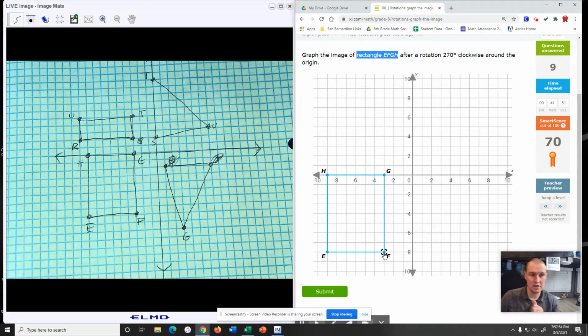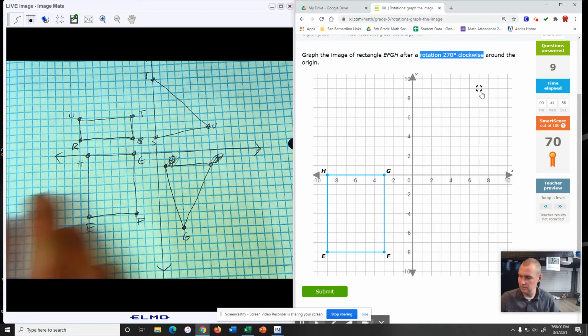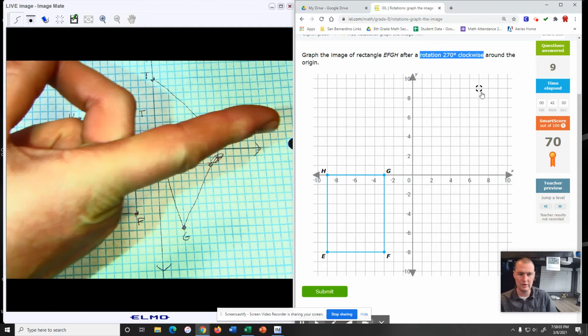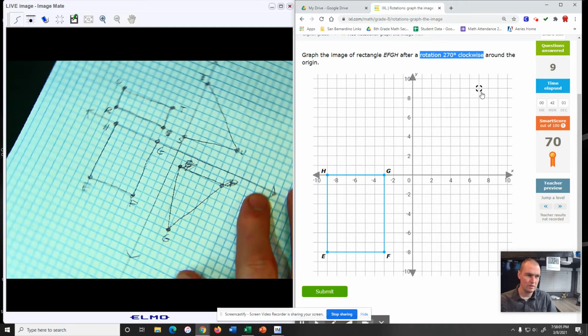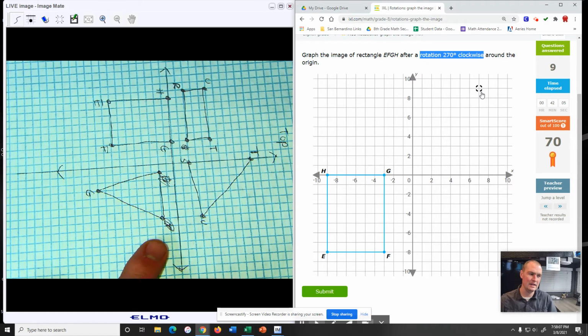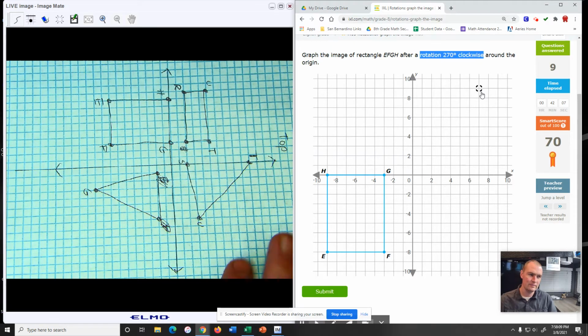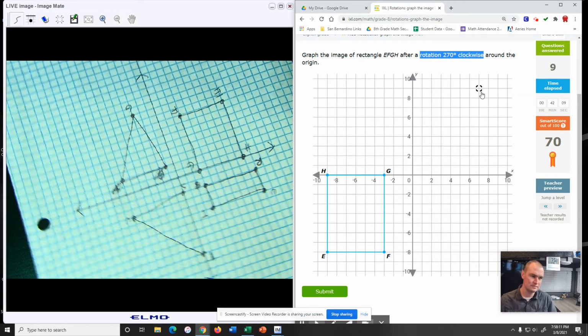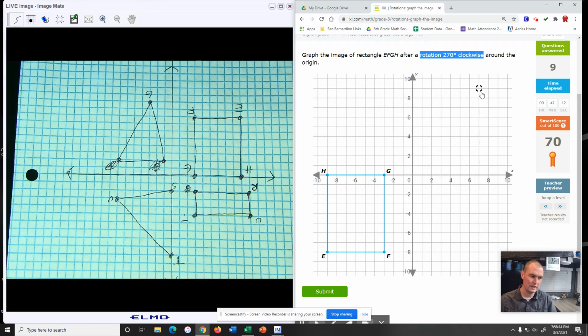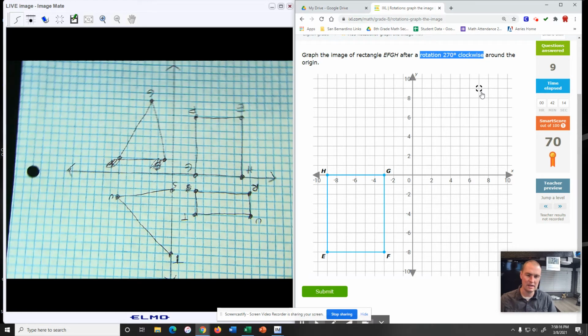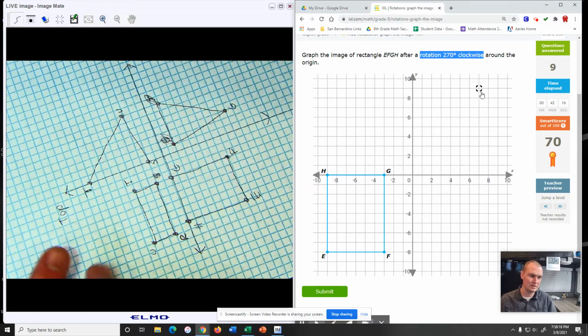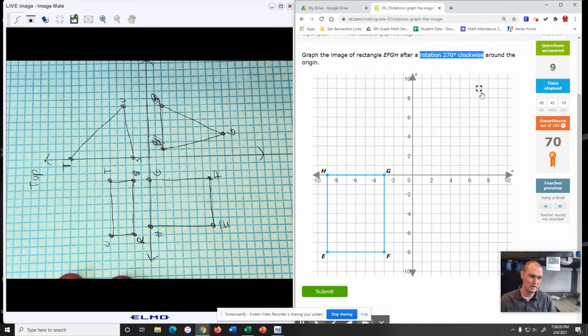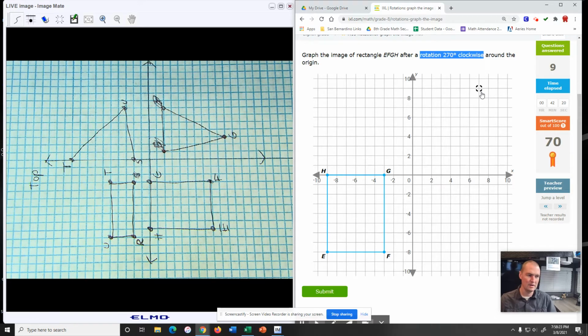All right, almost done. Now we need to actually rotate it 270 degrees clockwise. All right, so here we go. Clockwise is the top of the paper going to the right. So here we go. Clockwise 90. Go again. Clockwise 180. And clockwise to 270 degrees. And there we go. So match order again.